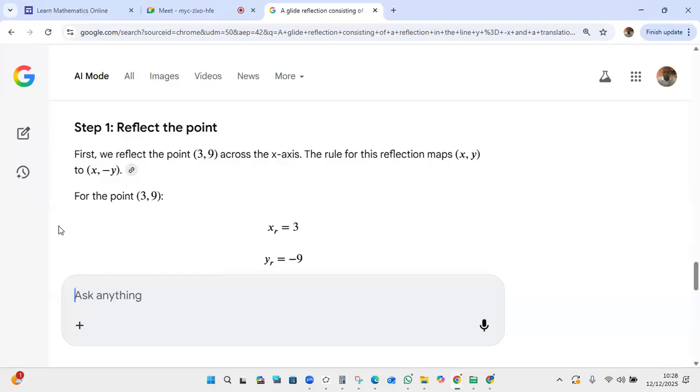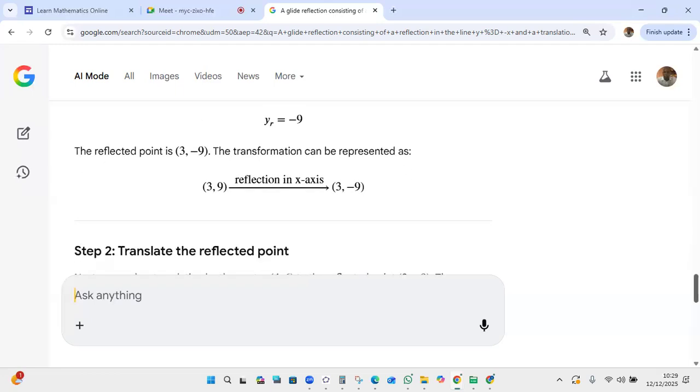So for the point (3, 9), the 3 remains the same, the x will remain 3. But the positive 9 will reflect and go down to become a negative 9. So the new point, reflecting across the x-axis, will be (3, -9). Here it says the reflected point is (3, -9). The transformation can be represented as (3, 9), reflection in the x-axis, becomes (3, -9).